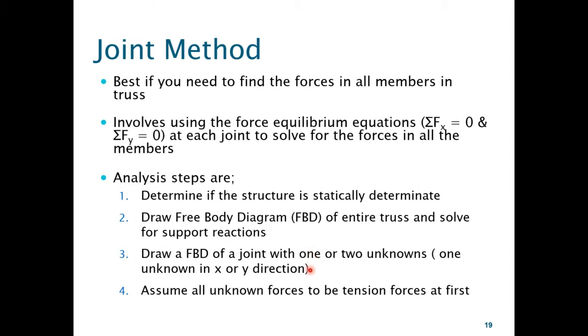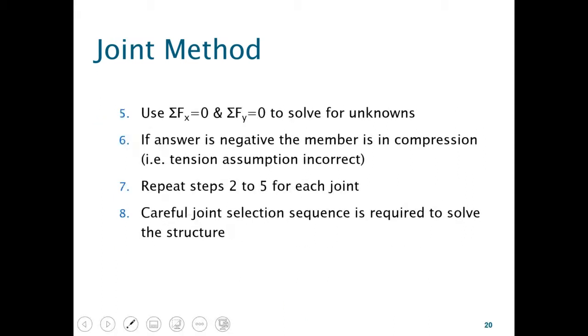Once we've done that, we take a specific joint and draw a free body diagram of the joint with one or two unknowns, one unknown in the X or the Y direction. If we have more than one unknown in either direction, then we can't solve the equation. So we need to only have one unknown in the equation and then we can solve it. Assume all unknown forces to be tension forces at first.